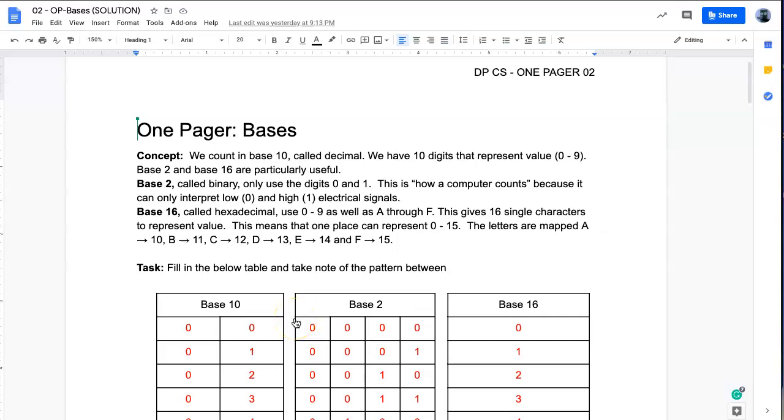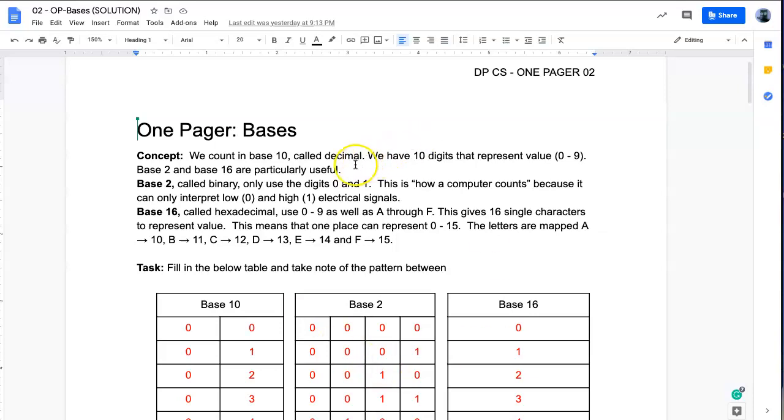Hello. In this video we're going to go through this one-pager, and it is on bases. These one-pagers are designed for students taking DP Computer Science, and they address a very targeted skill that they need to be able to do in a brief manner. But this is good for a lot of students who are studying computer science in general.